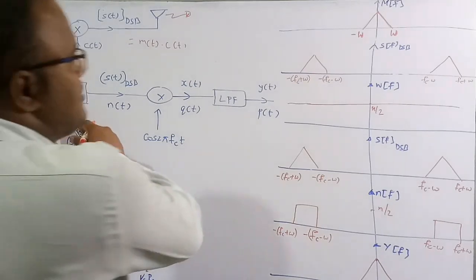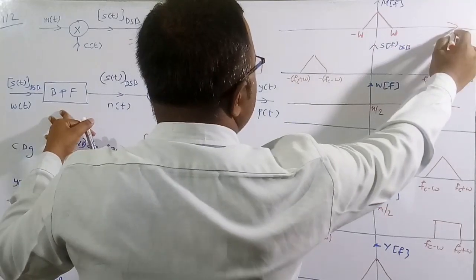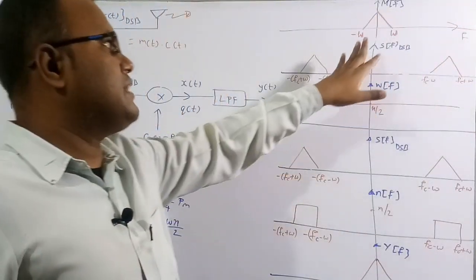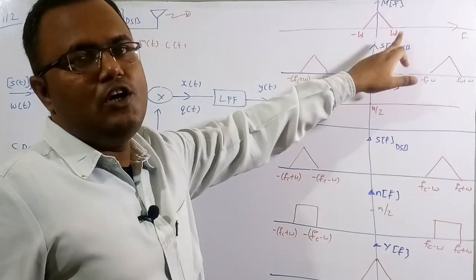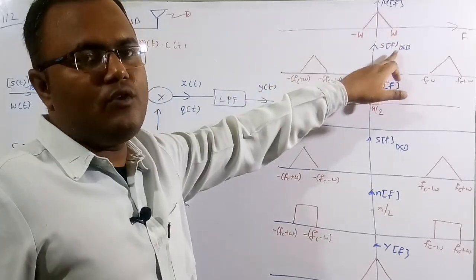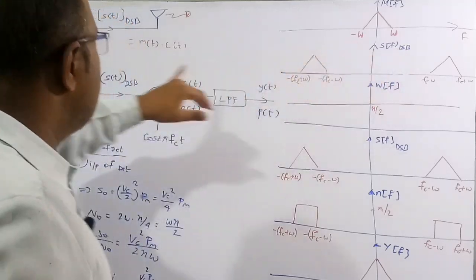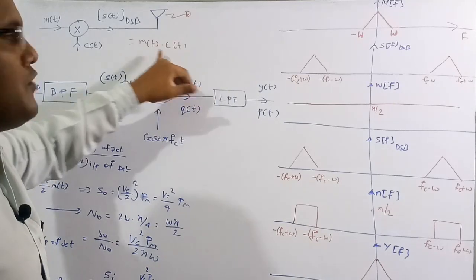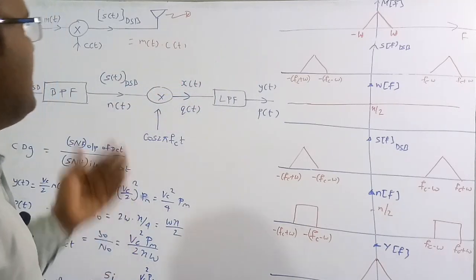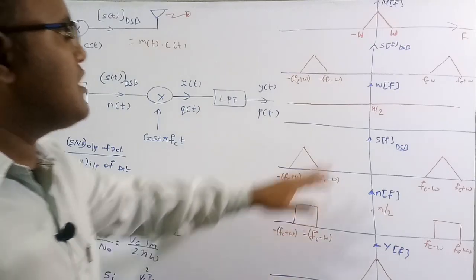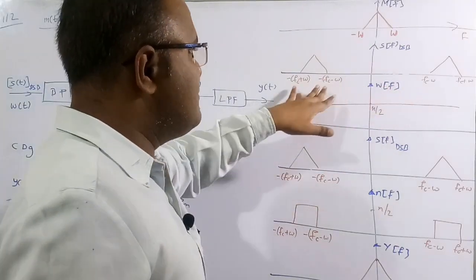See here, let me assume the frequency response. Let me assume that the message signal frequency spectrum goes from minus W to plus W, so W is the bandwidth of this message signal. For S_DSB(f), I want to know the Fourier transform. S_DSB is m(t) into c(t). A product in the time domain becomes a convolution in the frequency domain. By using the convolution, finally we are going to get this waveform.